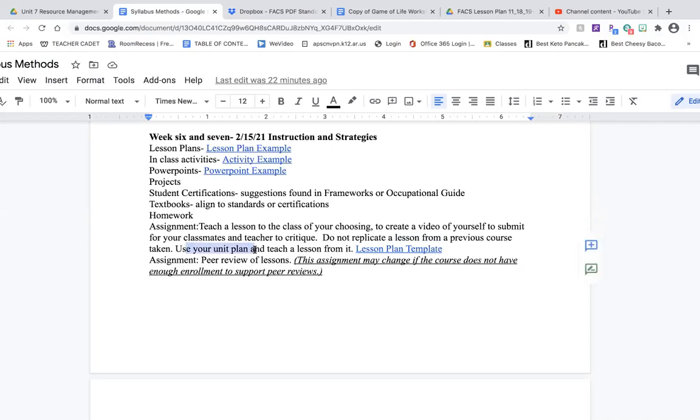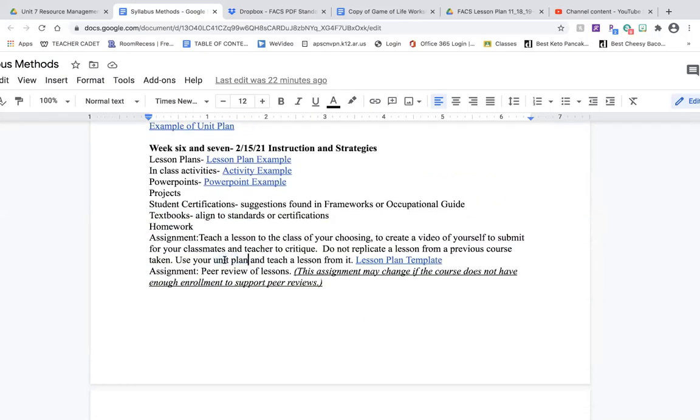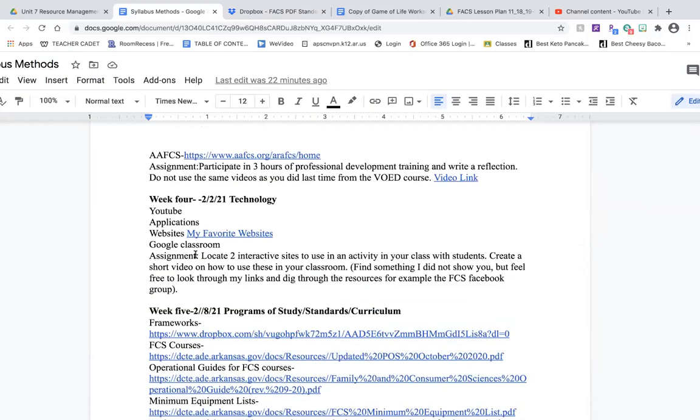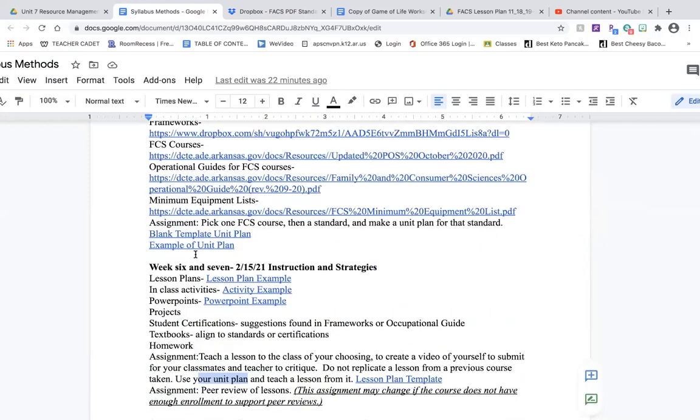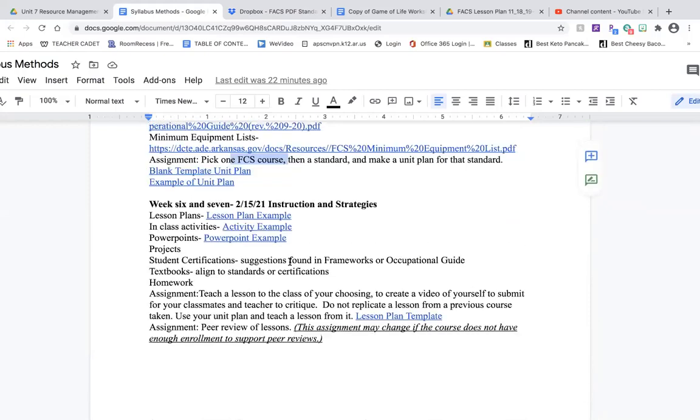So where are you going to get this information for your lesson? Use your unit plan. You don't have to, but I think it would be a lot easier on you if you go back to the unit plan you made earlier in the semester. So use your unit plan and teach a lesson from it.